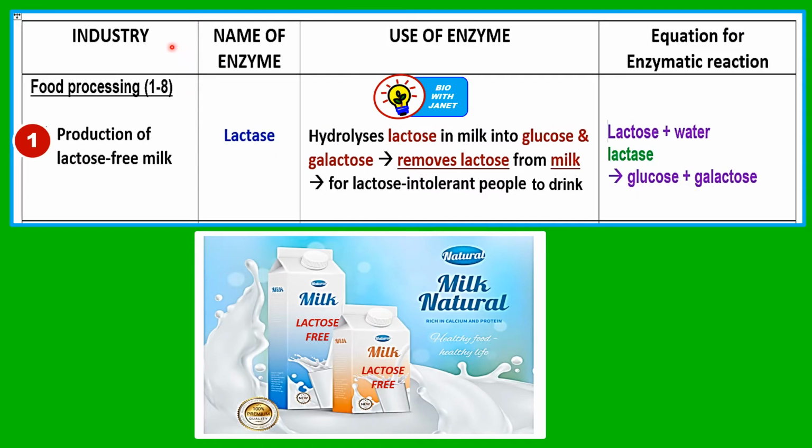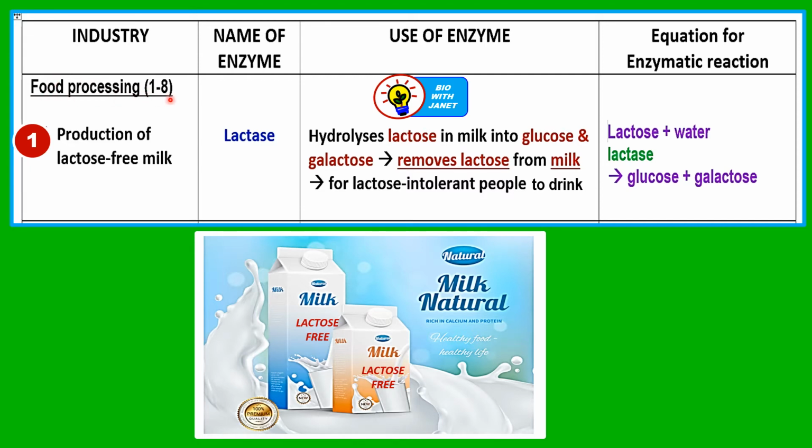So here are some short notes whereby we will discuss various types of enzymes other than lactase that are used in industry to produce various products. For the table, there will be the titles: industry, name of enzyme, use of enzyme, and the equation for the enzymatic reaction. Because sometimes in questions, they will ask you to state an example of the use of enzyme in, say, the food processing industry. So you have to think of all the different types of enzymes used in food processing. Or it could be the use of enzyme in production of leather or something else, right?